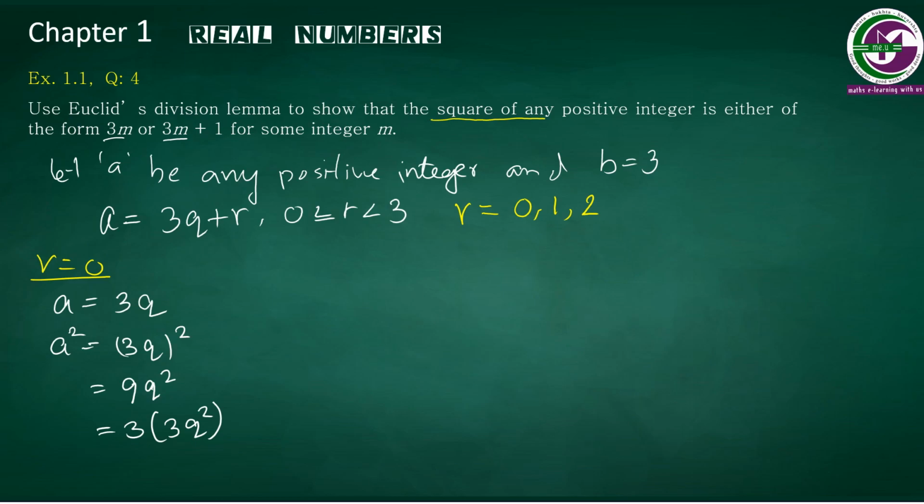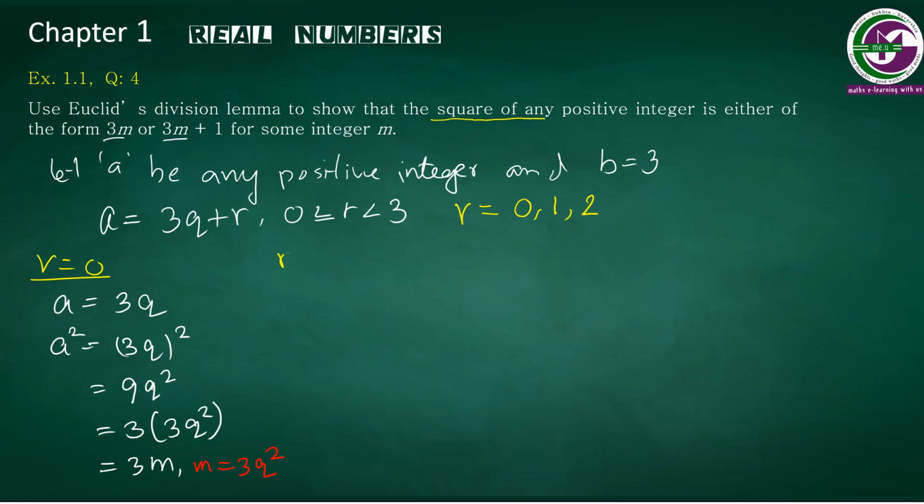So here 3 times 3q square. We know q is a positive integer. So q square is a positive integer. 3 times q square is another positive integer. So it can be written as 3m, where m is equal to 3q square. So 3q square is a positive integer. So m is a positive integer, 3m. Okay, so now we'll go to the next option.